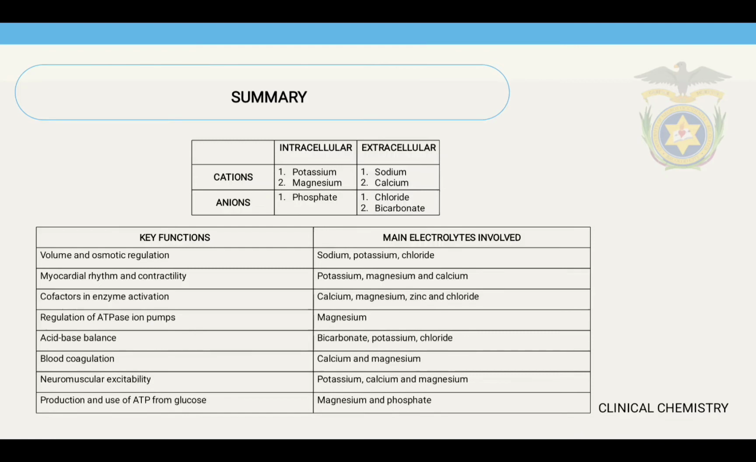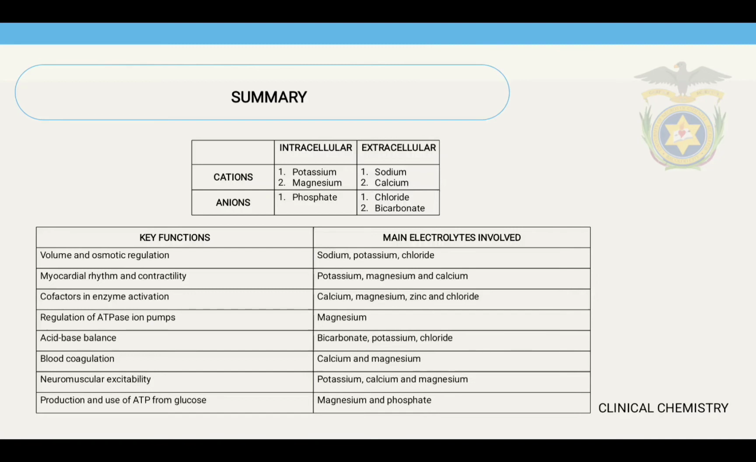So in summary, you have your intracellular cations being mainly your potassium, followed by your magnesium. Your intracellular anion is your phosphate. Your extracellular cations are your sodium and calcium, and your extracellular anions are chloride and bicarbonate.